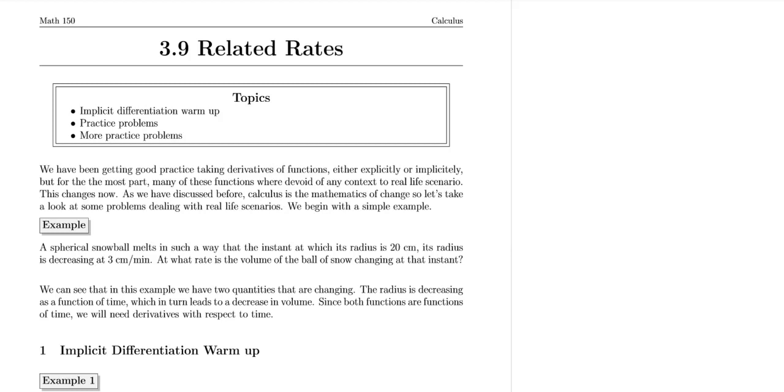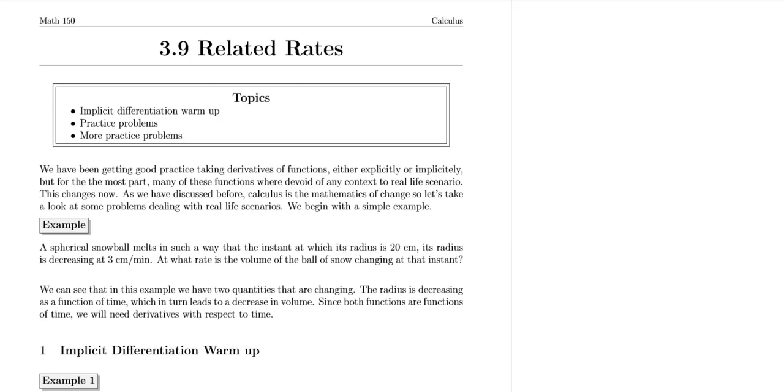But now this is all going to change because, well, we've said that calculus is the mathematics of change. So let's see how, and we know that life is very chaotic. So let's see how we can apply calculus to other real life scenarios. Now I want to begin here with a simple example. Let's say that we have a spherical snowball that melts in such a way that at the instant at which its radius is 20 centimeters, its radius is decreasing at 3 centimeters per minute.